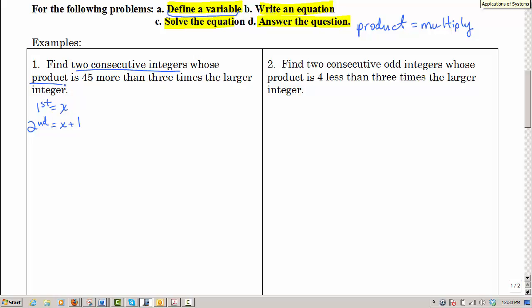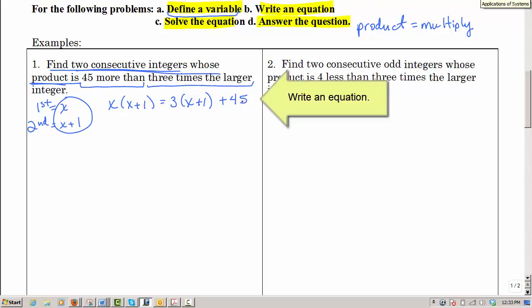Now we're going to write that equation. Find two consecutive integers whose product, that means I'm going to multiply those two things together. Is means equals. 45 more than, that means I'm going to add 45 to 3 times the larger integer. Well, which one's the larger one? Well, yeah, x plus 1. So 3 times the larger one plus 45. Two consecutive integers whose product is 45 more than 3 times the larger integer. Translating those words to mathematical symbols.